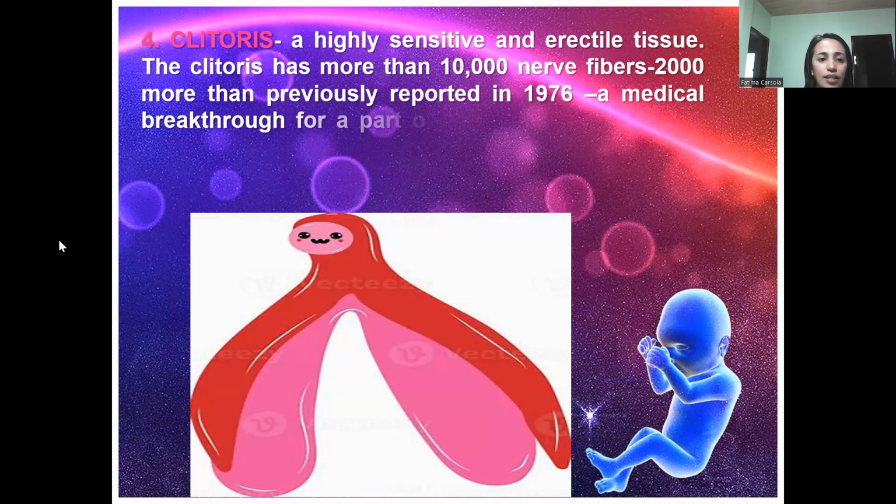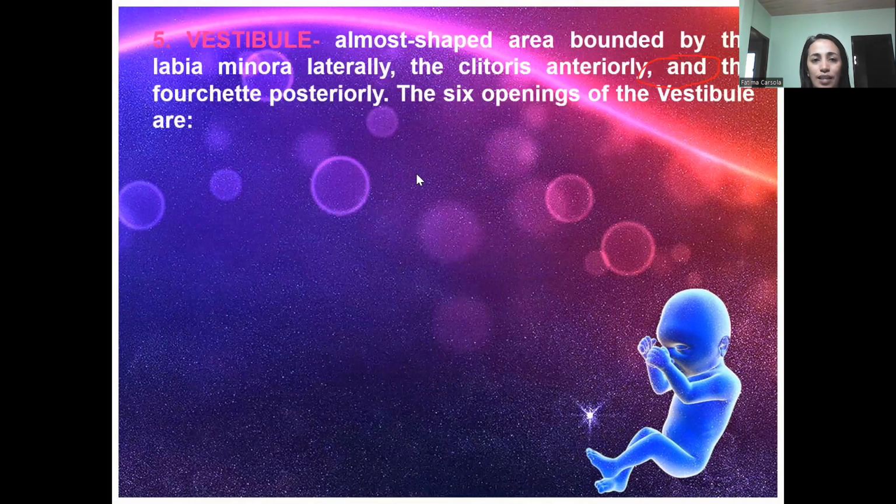We have an update here that the clitoris before was composed of only 2,000 nerve fibers, but as early as 2022 it has been found out that the clitoris has more than 10,000 nerve fibers. So it proves to us that this is highly sensitive. But in the board exam, the clitoris is a guide for catheterization.